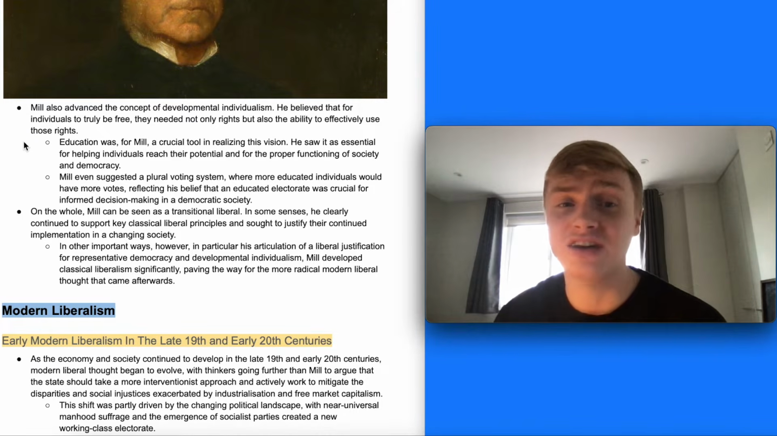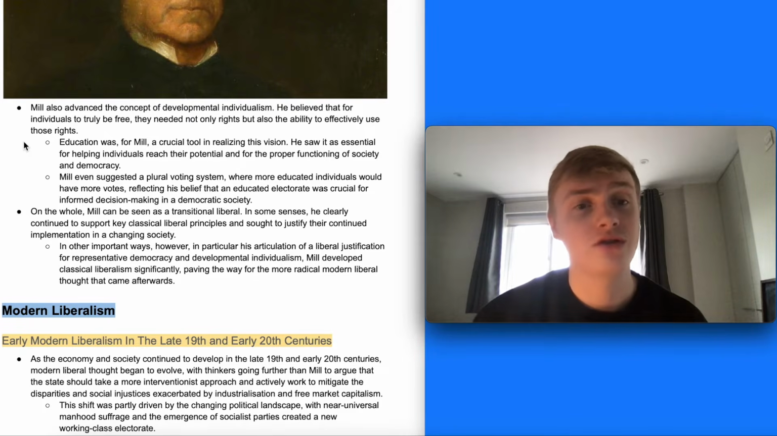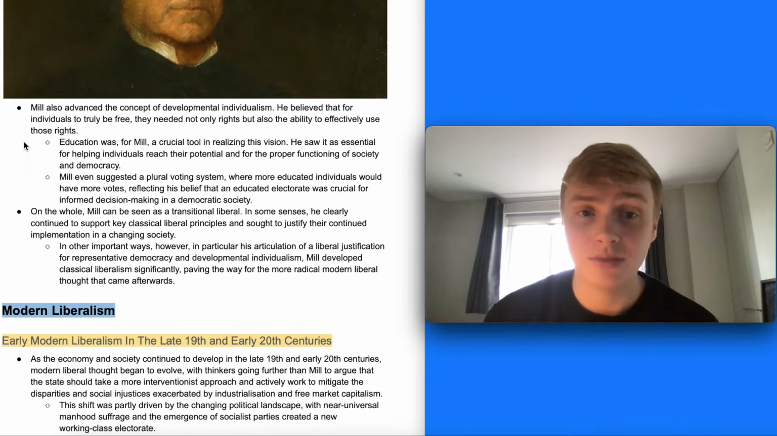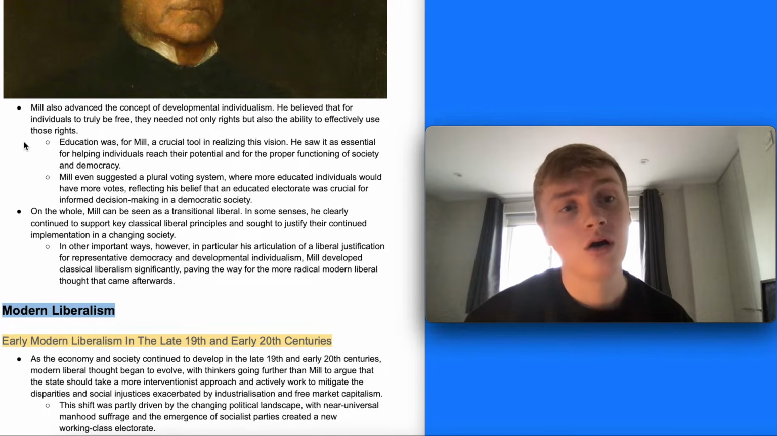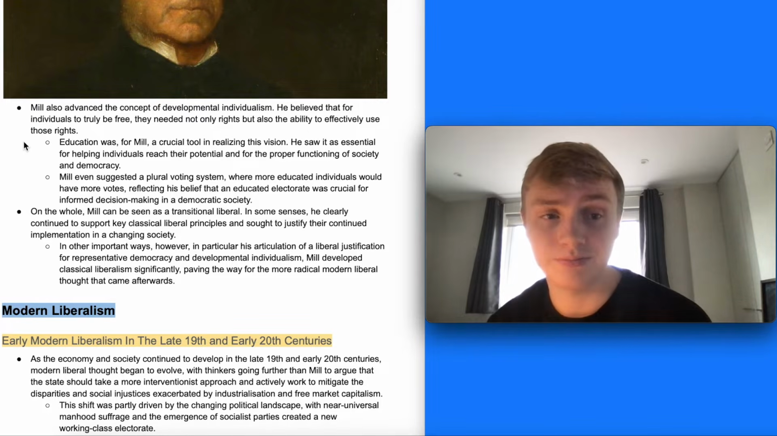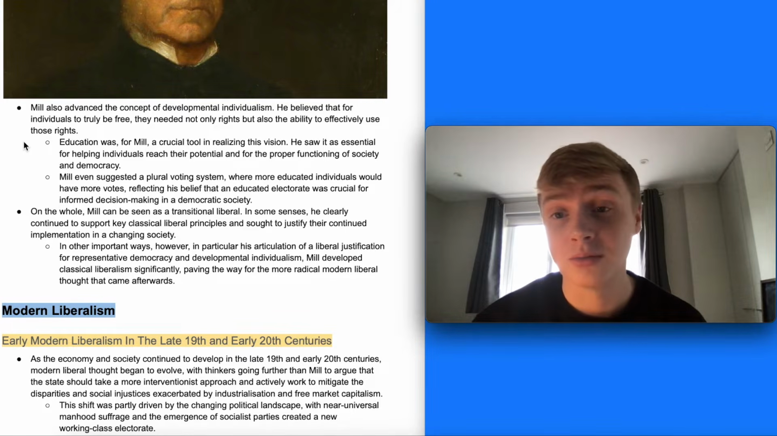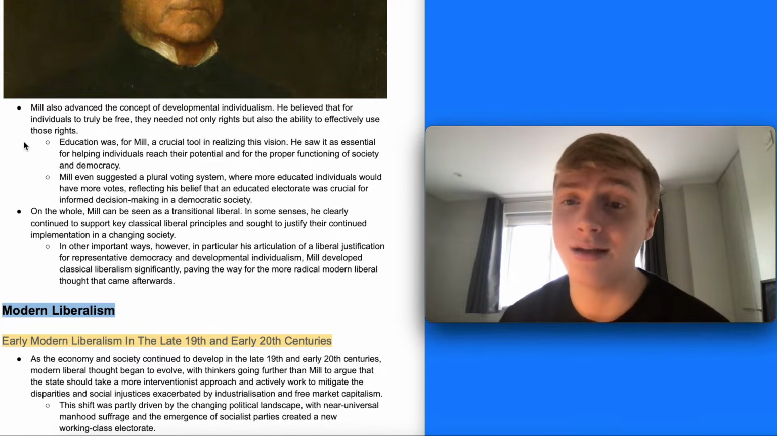And for Mill, education was really key to this. So he saw it was really essential for helping individuals reach their potential and for the proper functioning of society and democracy. And he even suggested a plural voting system where those who were better educated had more votes than those who weren't.